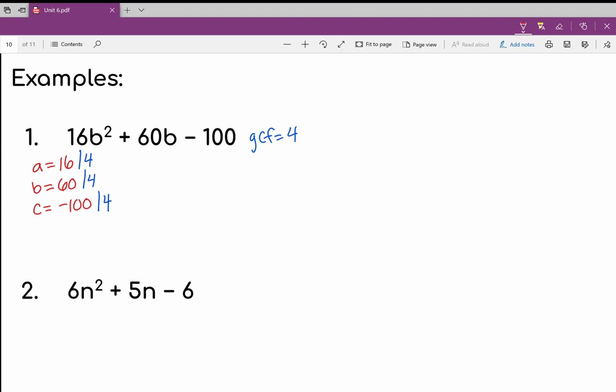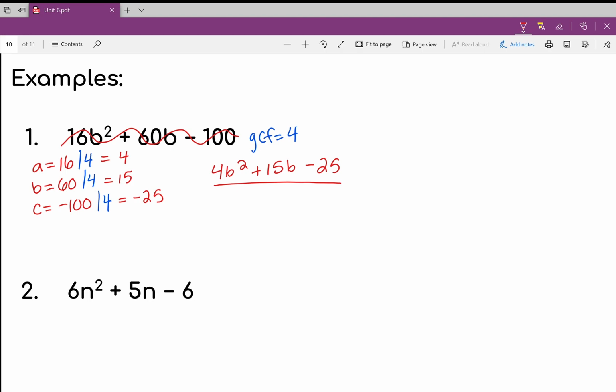If I divide them all by 4, 16 divided by 4 is 4, 60 divided by 4 is 15, and negative 100 divided by 4 is negative 25. So that's our first step. Our first step was to factor out any GCF, any number that we could factor out from each of them, and this is going to help us make our problem easier. Okay, so now I'm going to rewrite my equation. So my A, which was 4, becomes 4b squared plus 15b minus 25. Now we're looking at this equation, and we're no longer paying attention to the 4 because we already factored out the GCF.